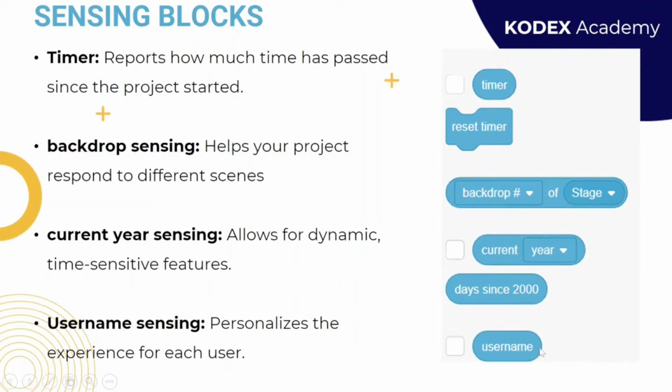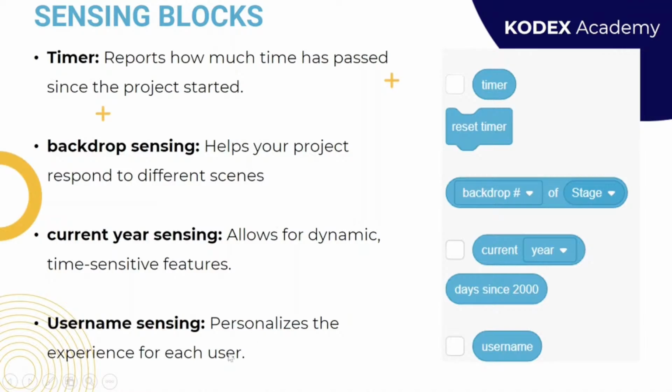So you can use this block to display the name of the user while you are responding in your script. So these are all the sensing blocks which give an amazing effect in your Scratch. Now one by one we'll see how these sensing blocks work on Scratch.